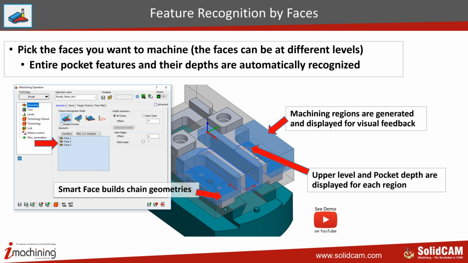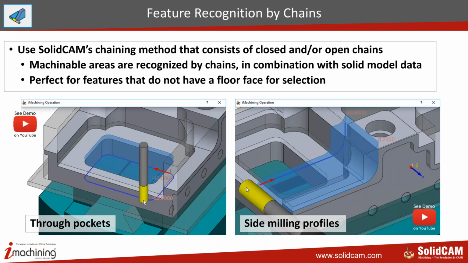What is the upper level it has selected and the lower level it has selected. Everything is very clear for the user. This is feature recognition by faces. So the second option we have is feature recognition by chains.